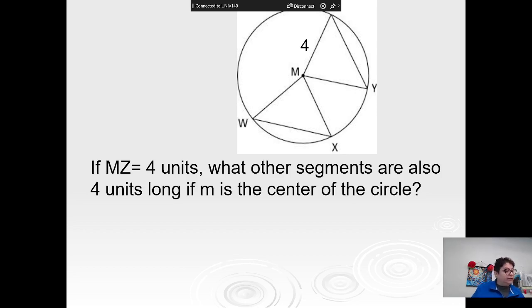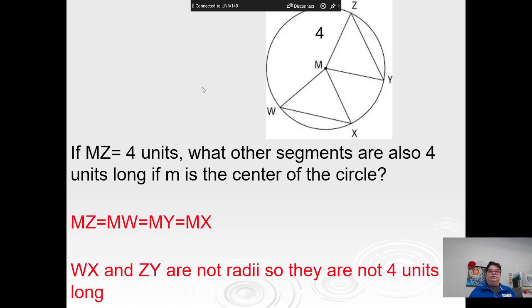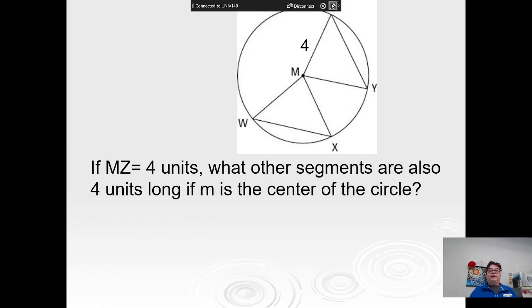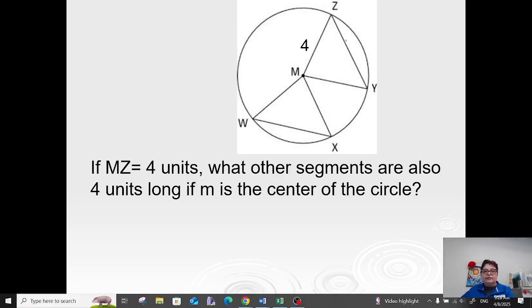So let's look at my example. If MZ is 4 units, right? If MZ is 4, which other ones are 4? MX, MW, MY. Is WX 4? Everybody say no. No. It would just be MW, MX, MY, and MZ.